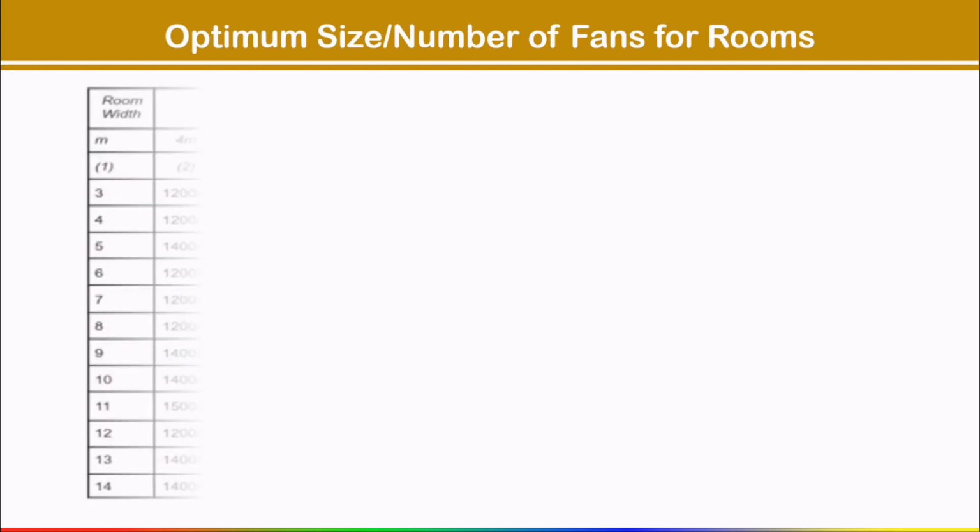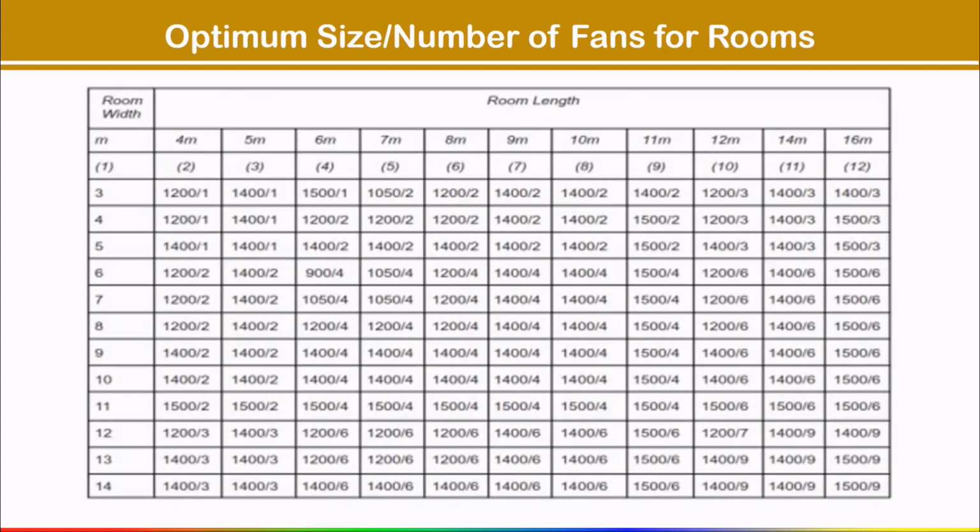Now see here, the optimum size or number of fans for a room is given as per room length. In the horizontal direction the room length is given, and in the vertical direction the room width is given. You can see here 4 meter, 5 meter, 6 meter, these are all the room length, and 3, 4, 5, 6 meter is the room width. So as per your room length and width, with the help of this table or this catalog, you can easily select the fan.